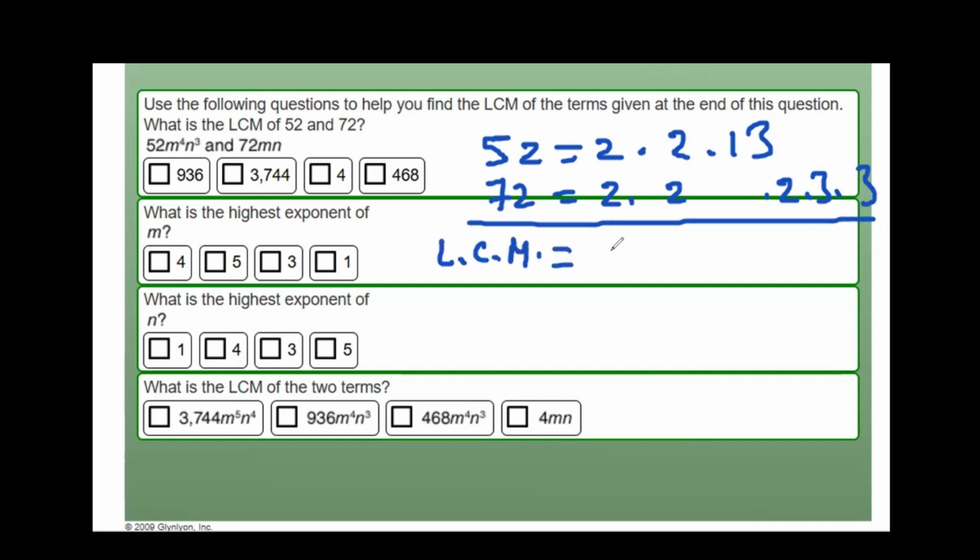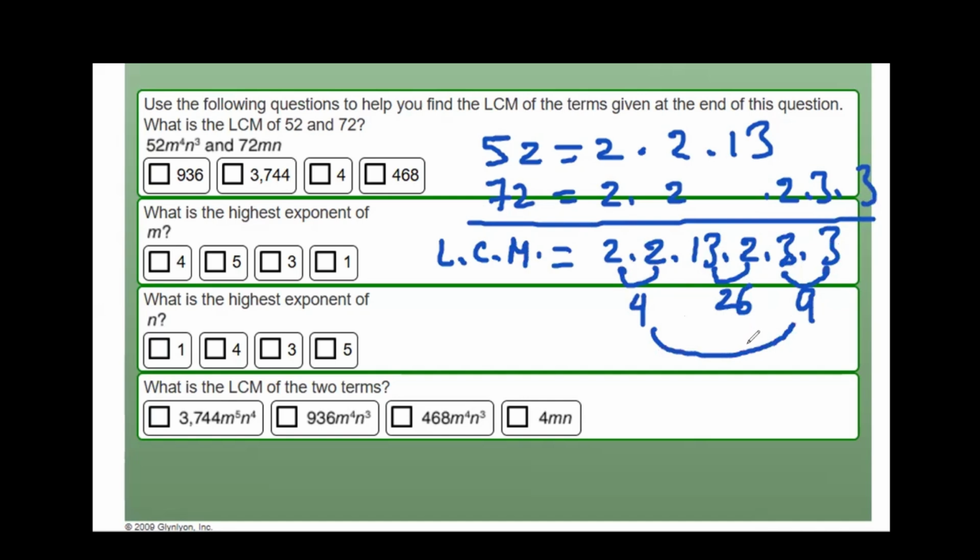multiply what numbers? Multiplied by 2 times 2 times 13 times 2 times 3 times 3. This is 9, this is 26, and this is 4, correct? Yes. And 4 times 9 is 36. So we need to multiply 36 times 26.